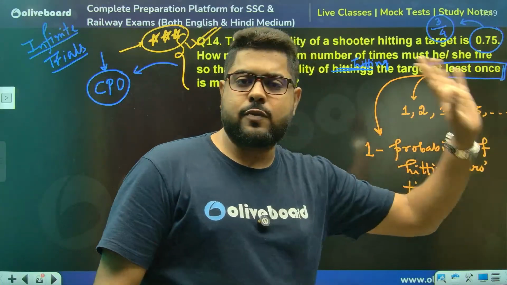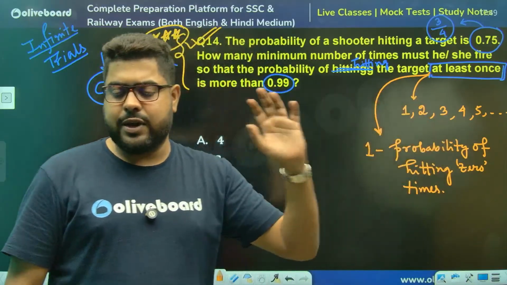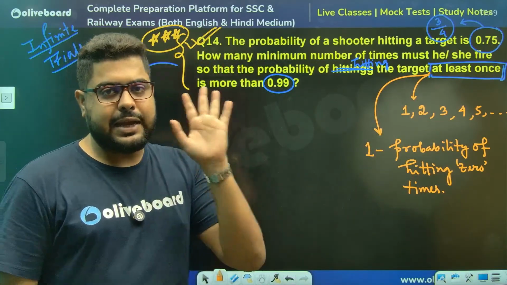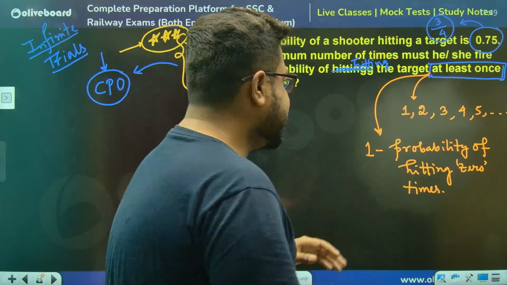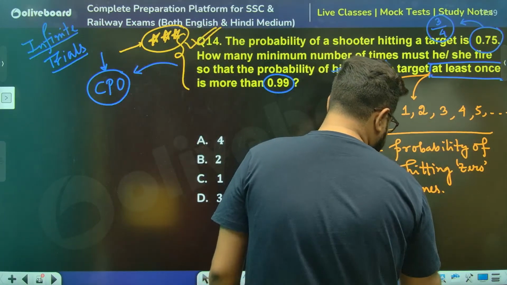एक भी बार वो नहीं मारेगा. He or she cannot hit even once. So I can think like this. Sir, what is this probability? What is this probability, sir?